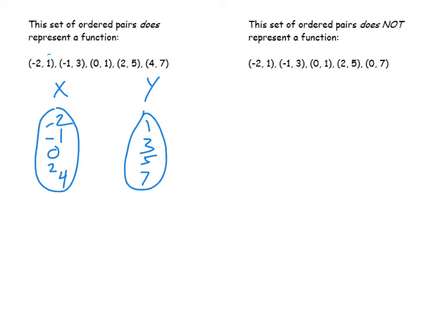Now the arrows need to show me how these numbers are paired together. From the first pair, I can see that -2 gets paired with 1. -1 gets paired with 3. 0 gets paired to 1. That's okay, right? The deal is 0 has to just go to one number. It can go to the same number that another number is going to. In this case, -2 and 0 can both go to 1. It's still a function.